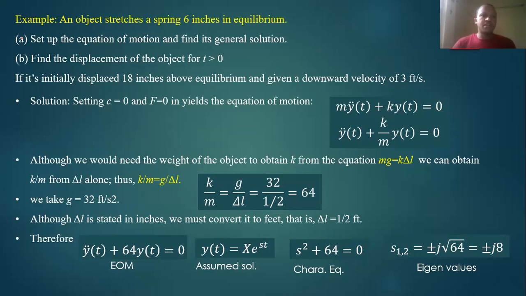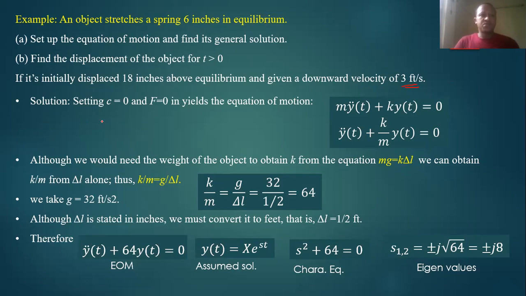Let's take one example. An object stretches a spring 6 inches in equilibrium. Set up the equation of motion and find its general solution. Find the displacement of the object for t greater than 0, if it is initially displaced 18 inches above equilibrium and given an upward velocity of 3 meters per second.